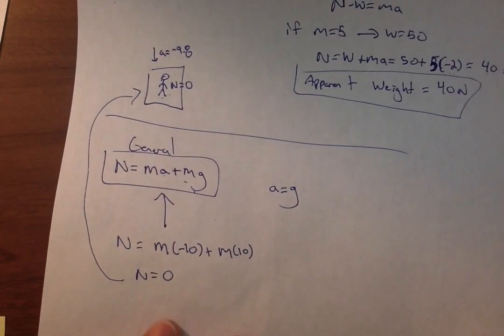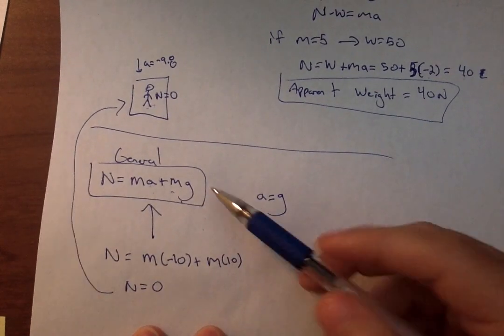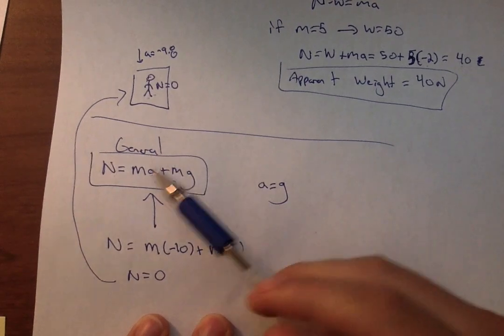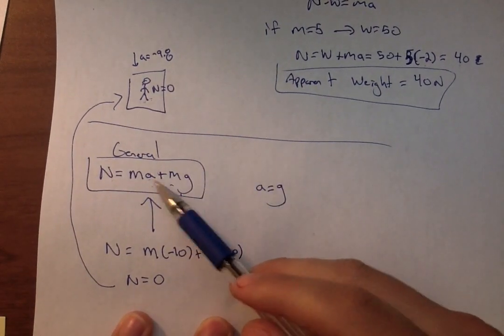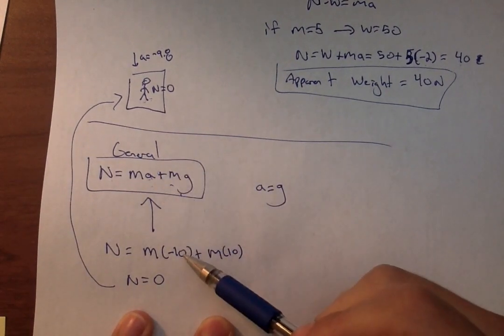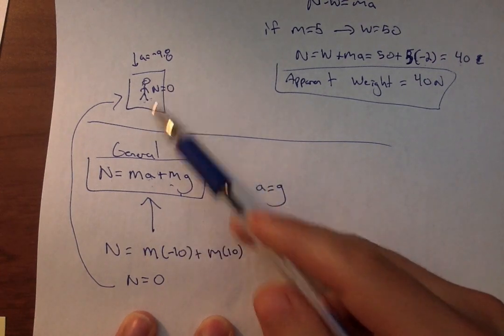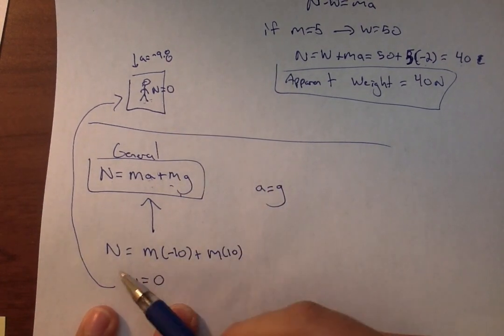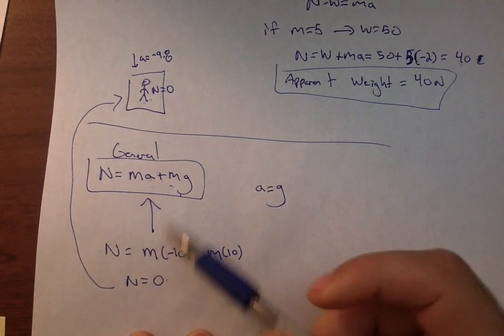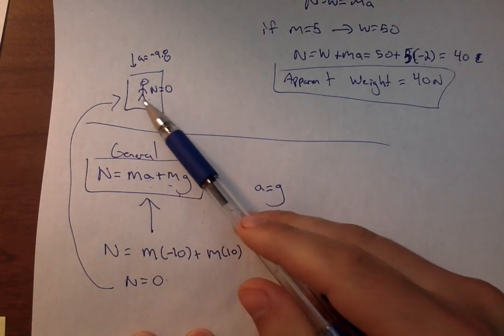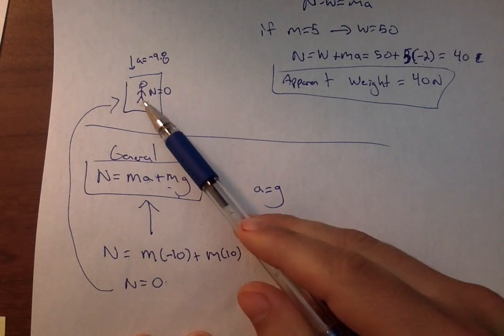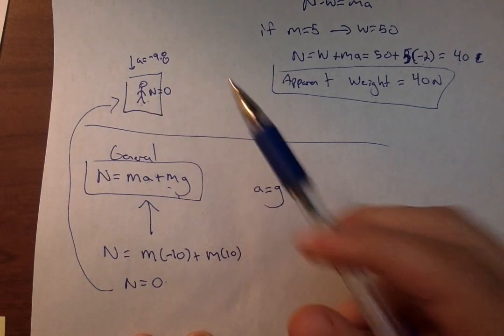I just realized you guys couldn't see the last minute there. So this is the general equation. What you see is that if the acceleration is equal to negative 10, so you're in free fall, then the normal force is equal to 0. And this makes sense because if you're in free fall in an elevator, your feet lift off the ground, and the normal force therefore must be 0.